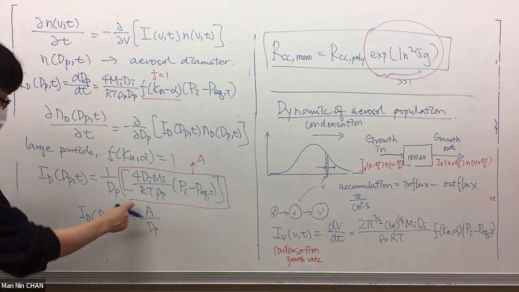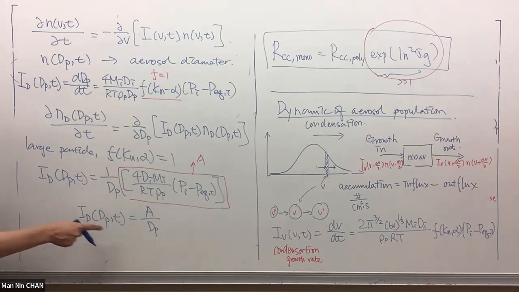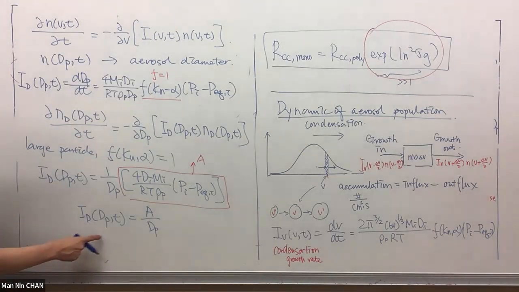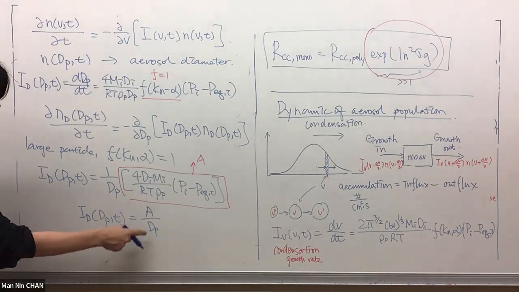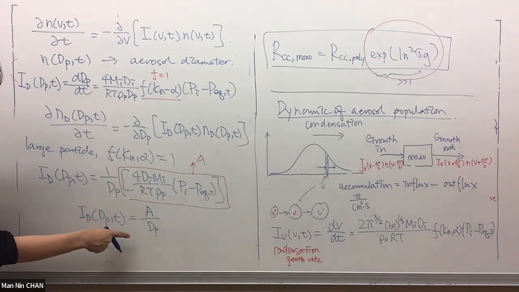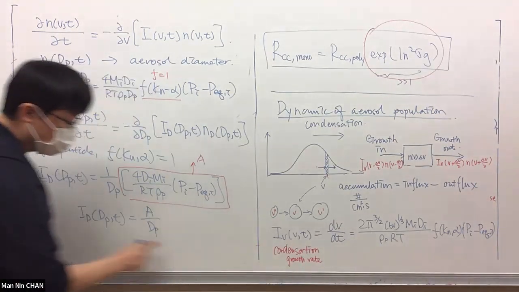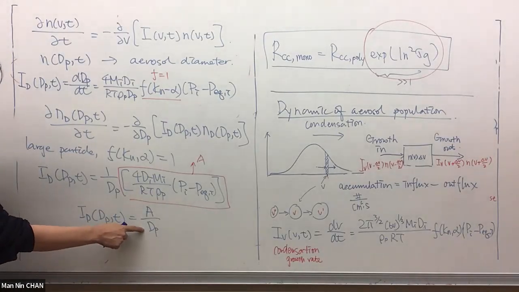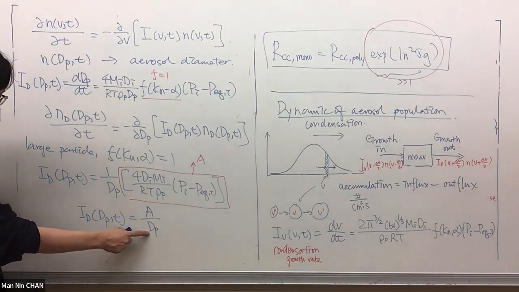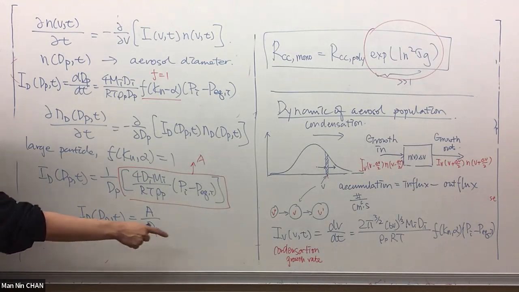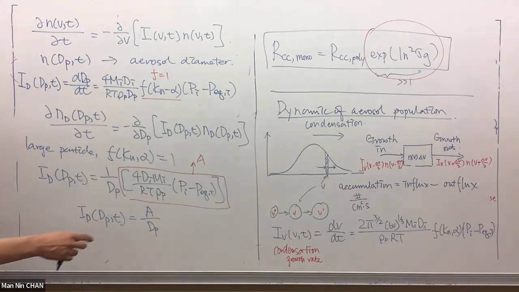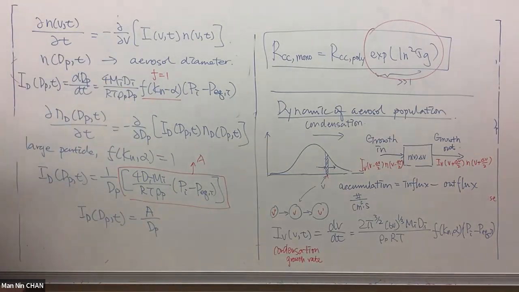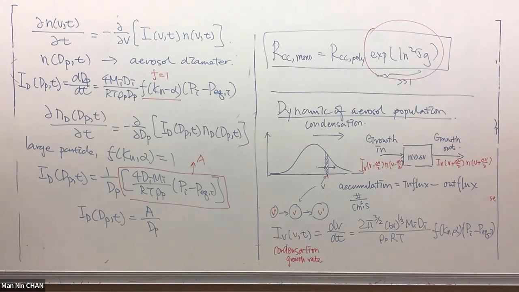So A is just some kind of a constant, and then your condensational growth rate is just a function of the particle size. And also you can see from this equation that your condensational growth rate will be faster for smaller molecules. I think we also have discussed this before. For smaller molecules, because of the surface to volume ratio, you have a larger condensational growth rate when you compare to some larger molecules. Okay, so now you have some idea about this condensational rate.